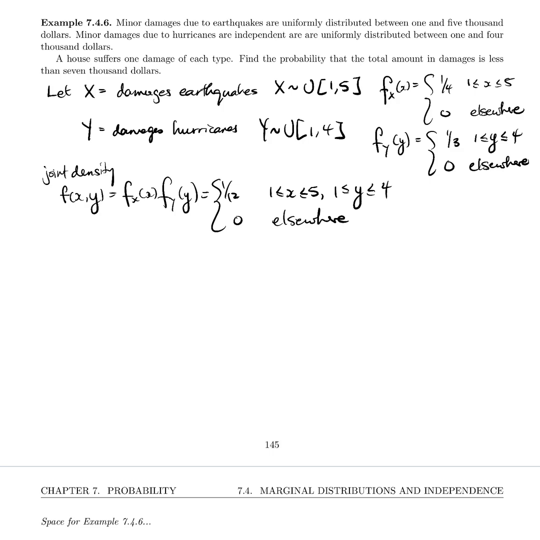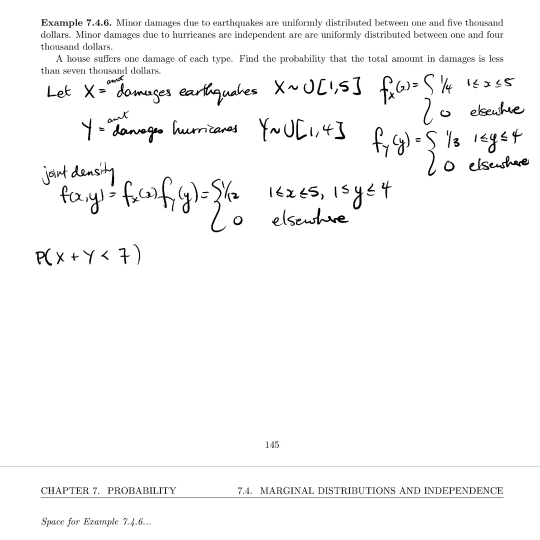So now we're in a good place to answer the question. We've got two variables x and y representing the two types of damages. We've got their joint density function. Now we can set up an expression for the probability that we're looking for. So we're looking at the probability that the total amount in damages is less than $7,000, which is the probability that the total amount, so x plus y, is less than 7.